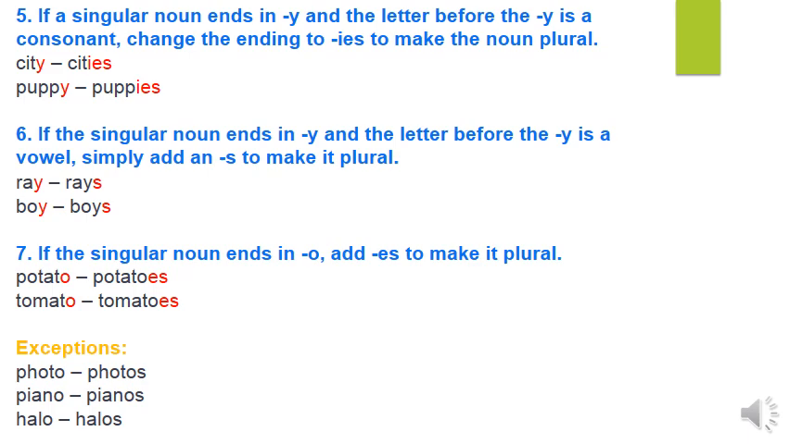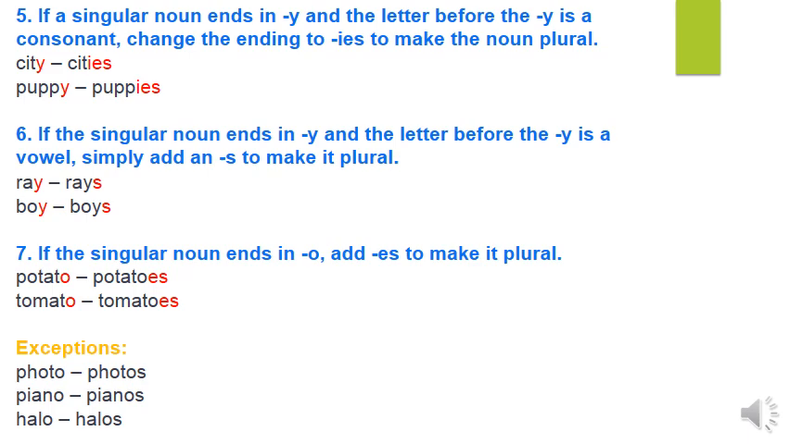Rule number 6, if the noun ends with y preceded by a vowel letter, you just add s to the noun. Look at the example, like ray, rays. Y is preceded by a, which is a vowel letter, so we just add s. Boy, boys. Also y is preceded by o, which is a vowel letter, so we just add s.